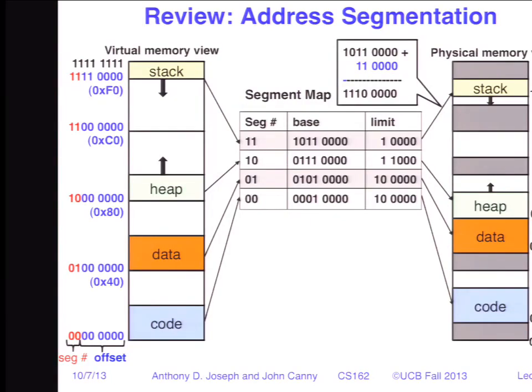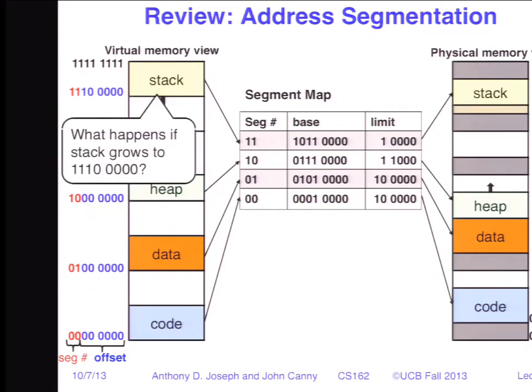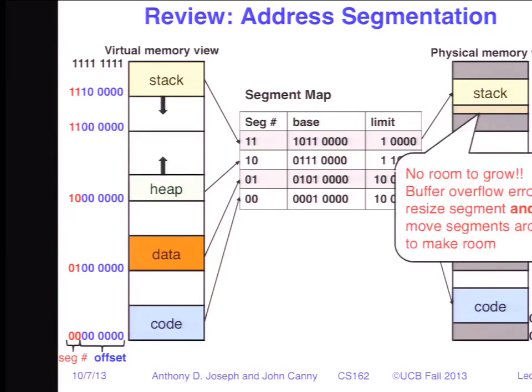Now we can ask questions like, for example, what happens if our stack grows? Right? So our stack is growing down, so our stack grows down here. Well, the problem is there's no room for our stack to grow here. So what's going to happen is we'll end up with some kind of segmentation fault, pass it to the kernel, and then the kernel will have to do something. Like, for example, move other segments around so that it can make room for the stack to grow. Segments have to be contiguous in physical memory.